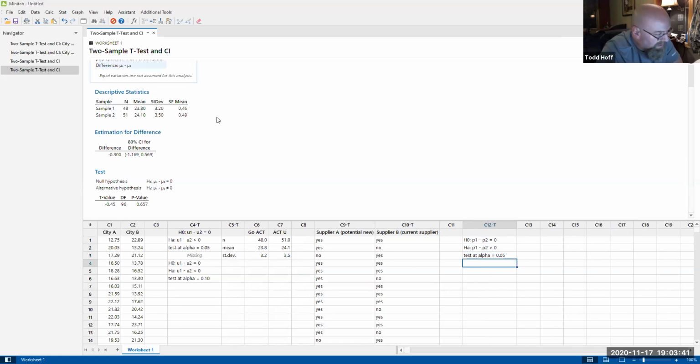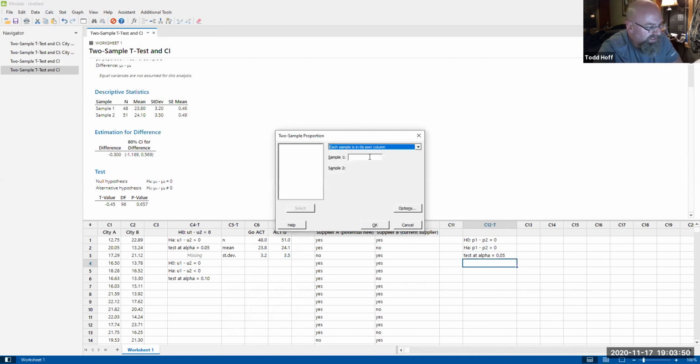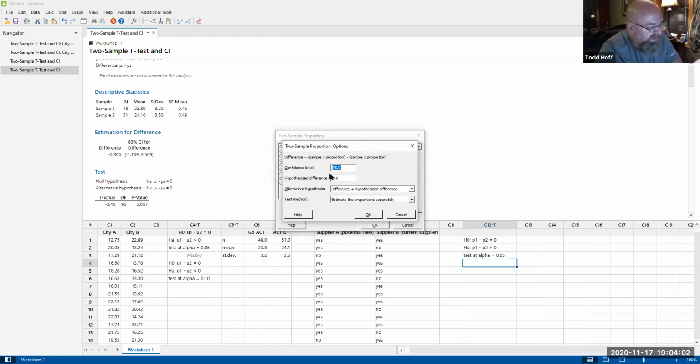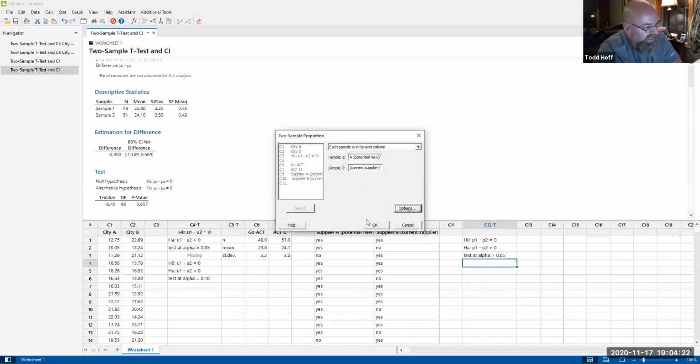So let's run this test. Stat, Basic Statistics. Now we have two proportions we're going to use in separate columns. This is going to be supplier A and supplier B. Our options, we're going to do 95%. So yes, alpha is 0.05, so 95%. Our hypothesized difference is 0. The alternative is going to be greater than. And we'll just leave that the way it is. Estimate the proportions separately. We're not trying to do any shortcuts. We're going to leave it as that standard setting.